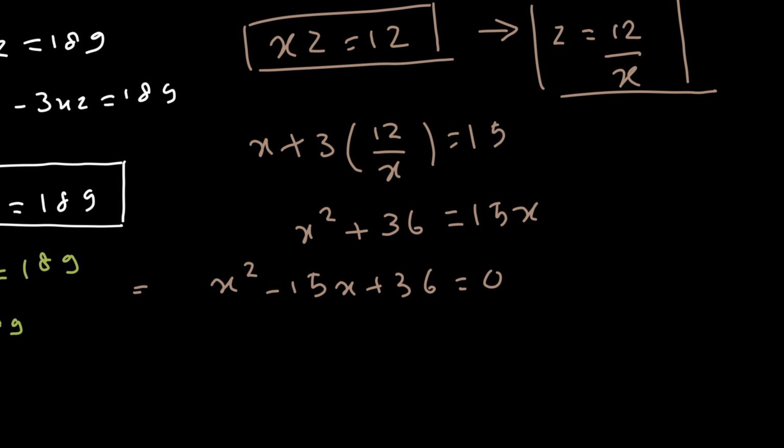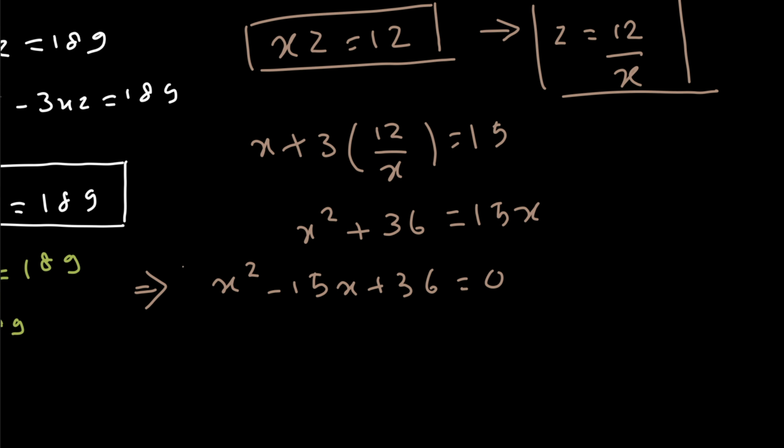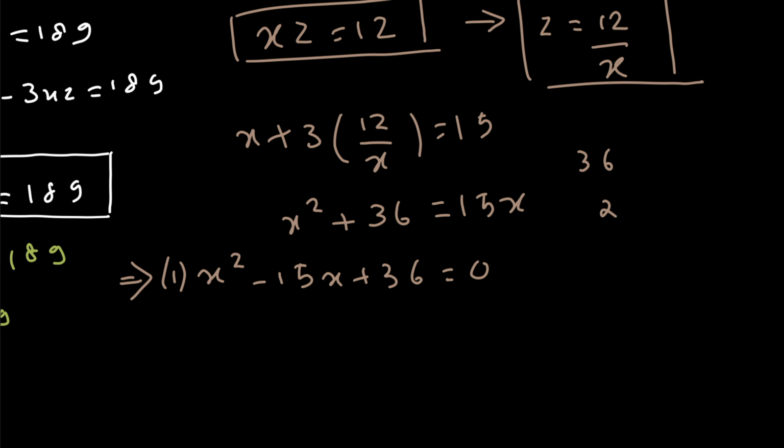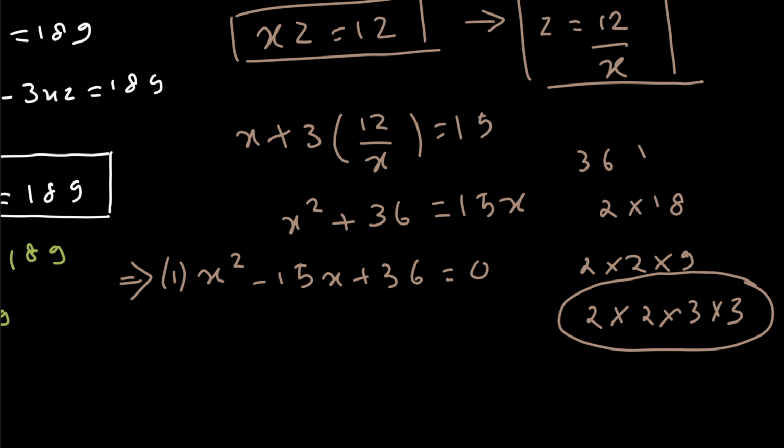So here we have got a quadratic equation. Let us simplify this. Over here the coefficient of x square is equal to 1, so we can simply use the factorization method. 36 can be written as 2 multiplied by 18. This can be further factorized and written as 2 into 2 into 9, and this can be written as 2 into 2 into 3 into 3. So this is the final factorization of 36.